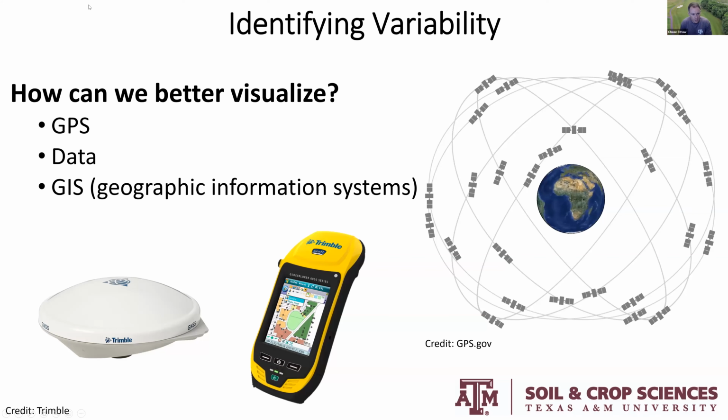But how can we take this data and better visualize the variability, which is what we're most interested in precision turf management? Well, we need GPS, which a lot of the devices now have. Even the handheld NDVI meter has a GPS. We need some kind of data, which these devices that I've shown have. And then we need a GIS or some kind of software to manage or analyze the spatial data that we have. And that's called a geographic information system.